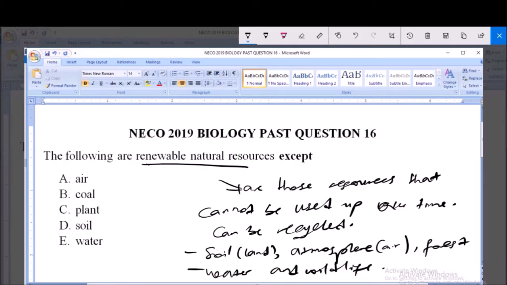Option A, which is air, is a renewable resource. B, plant, C, plant is a renewable resource. D, soil is also renewable, and E, water is renewable. But option B, which is coal, is non-renewable.